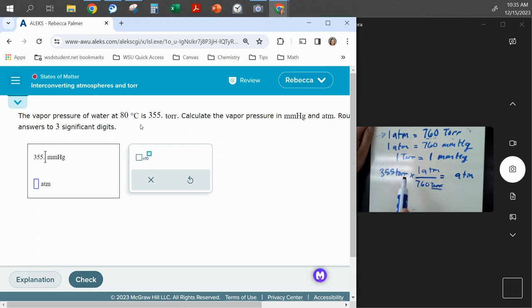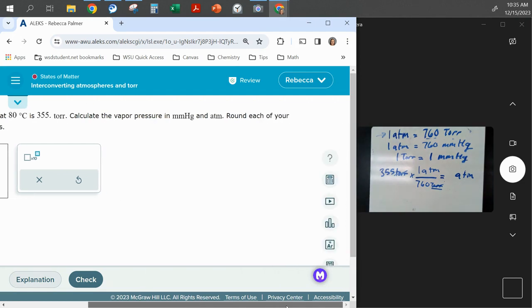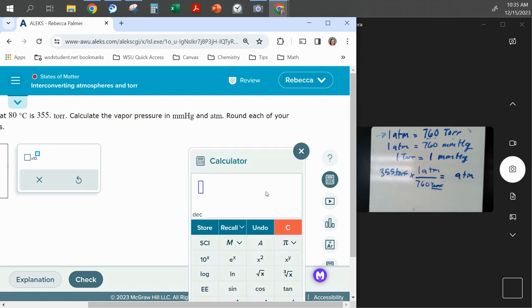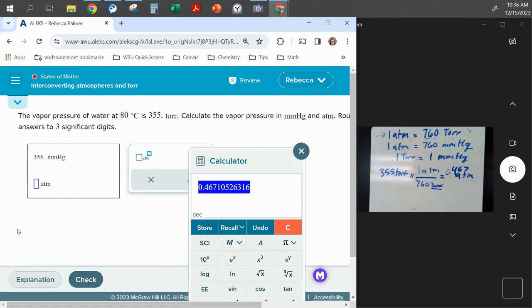Because I need the torr to cancel out and I need the atmosphere at the end. So then I'm going to use my calculator. Let's see if we can find it over here. Here it is. And I'm going to put in there 355 divided by 760. And that will give me the pressure in atmospheres. So that's 0.467 atmospheres.